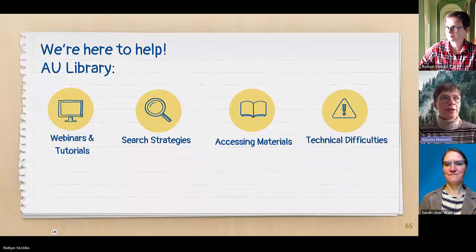And now we'll give you a little bit more info on where you can go for help during the research process. So AU Library offers webinars like this one, tutorials and guides. We also have a pretty good FAQ section. We also offer assistance with search strategies and where to search and access to materials, of course. And we can also help you with technical difficulties surrounding using the library or other databases. And Robin will talk to you about research data management.